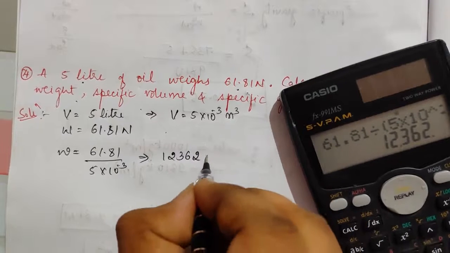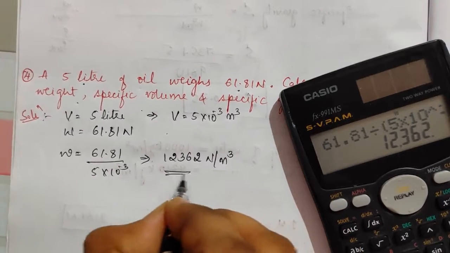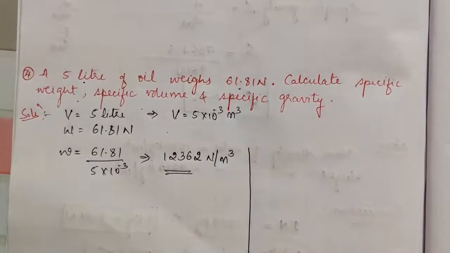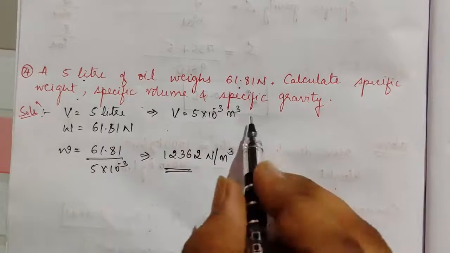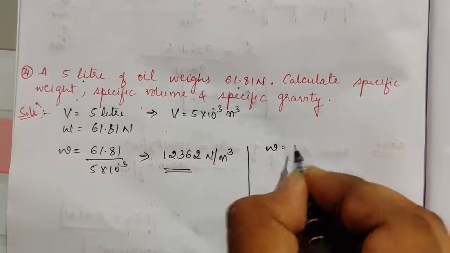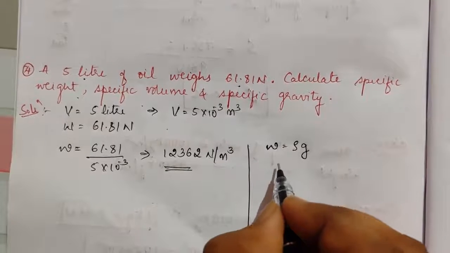So what is the unit? Newton per meter cube. Specific weight I found out. Then what do I need? I need specific volume. So same, specific weight is equal to density into gravity.